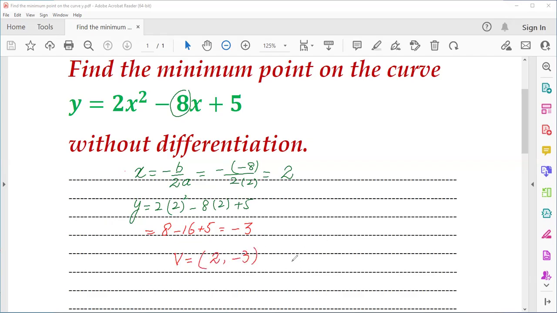So this vertex is called the minimum point. Why is it called the minimum point? Because the shape of the graph, depending upon the coefficient of x squared, is a U-shaped graph, so that point is called the vertex.